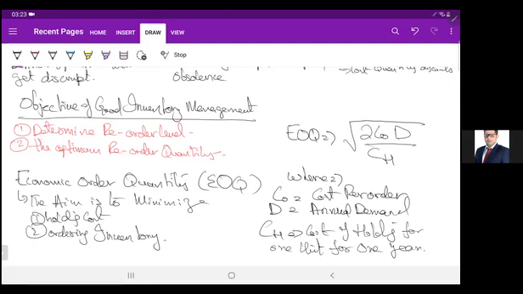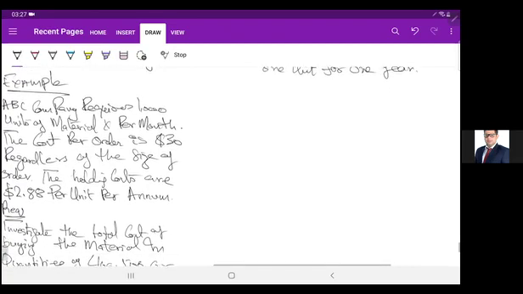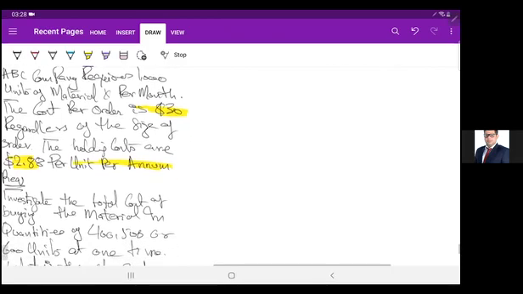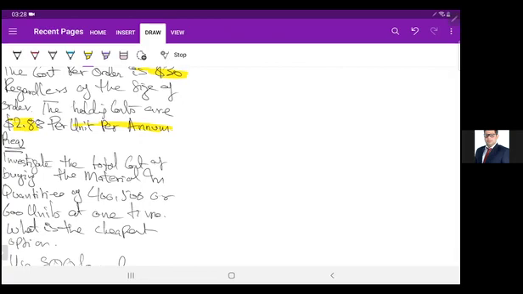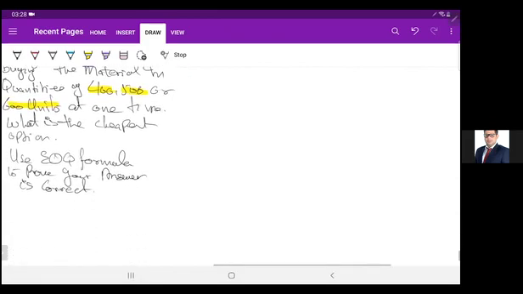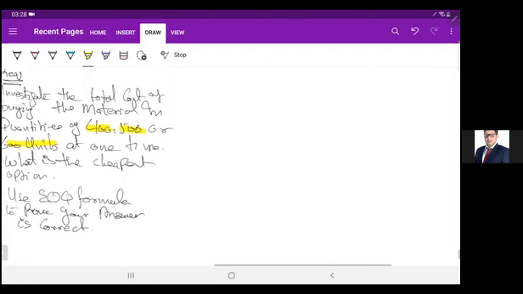Now what we'll do? We will do an example. So here is the example. ABC company requires 1,000 units of material X per month. The cost per order is $30. Regardless of the size of the order, the holding costs are $2.88 per unit per annum. The requirement is to investigate the total cost of buying the material in quantities of 400, 500, or 600 units at one time. Now, what is the cheapest option? Use the EOQ formula to prove your answer is correct.